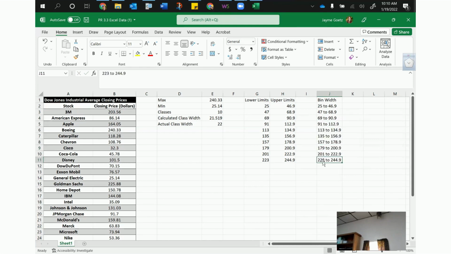Now, when you're done, you need to double check. My maximum value was 240.33. We already know my minimum value fits because we made it that way. We just need to make sure that it encompasses my maximum value as well. So my highest upper limit is 244.9, which means that my maximum value does fit in there, and that's okay.